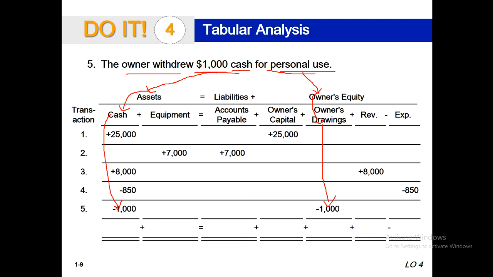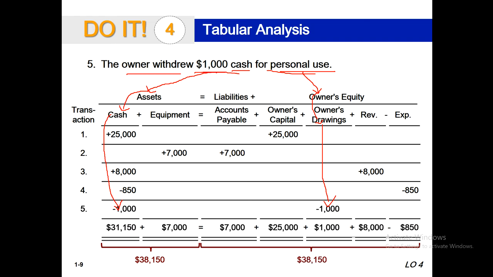So now we get the balance of cash, this figure, and the equipment, this figure. These are the asset sides, and on our liability side, this $7,000 is our accounts payable. Owner's capital 25,000. Owner's drawing 1,000. Revenue 8,000 and expenses 850. So altogether, the collective figure is 38,150. This figure and this figure are equal.